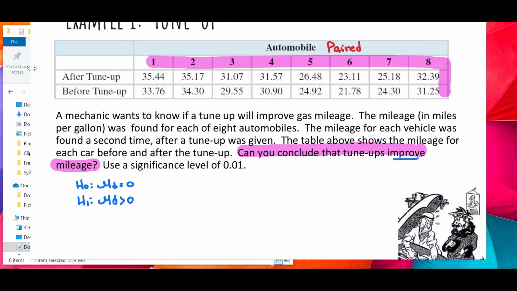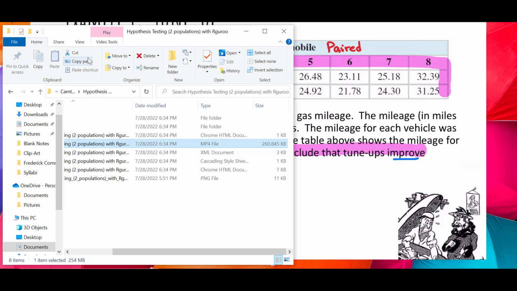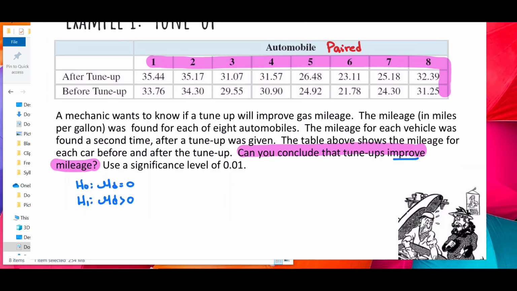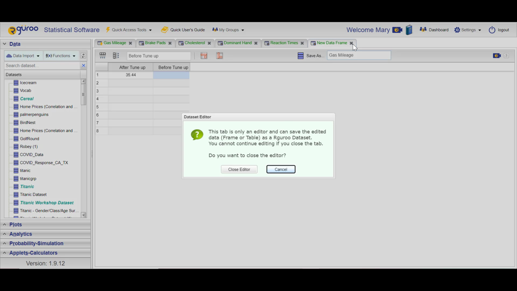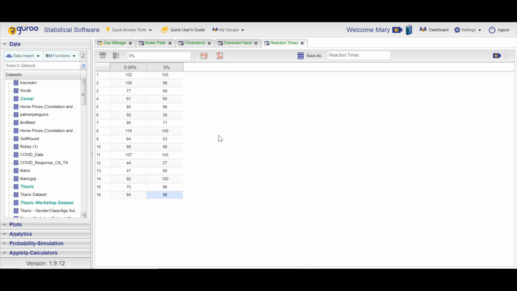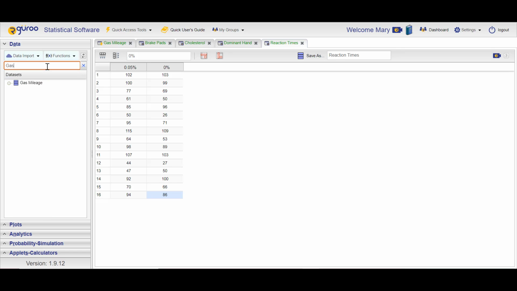Okay, so hopefully you pause the video. We are going to go to, sorry, I keep clicking the wrong things here. I've got so many windows open. I'm going to close this out because I actually already put this in. It's somewhere in here. Let me just look it up. I'm going to type in gas mileage.